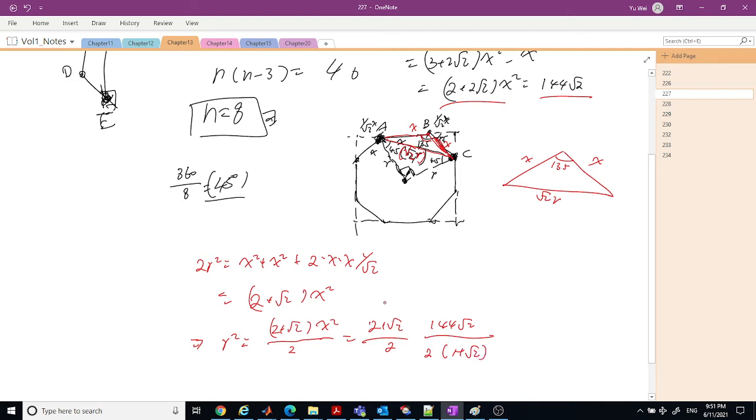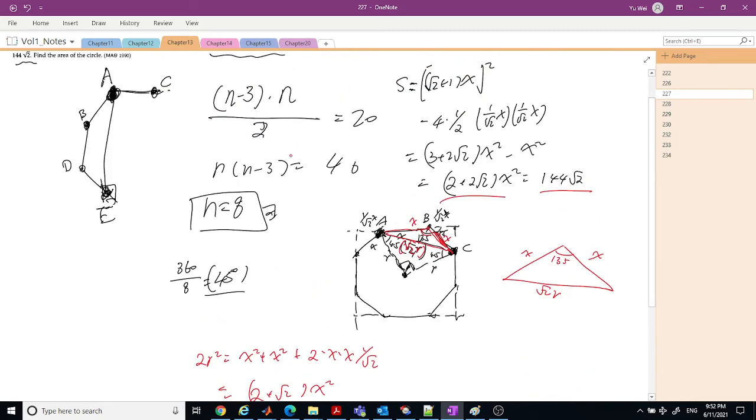Okay, so now let's take out the root 2 here. Okay, this becomes the 1 plus root 2. Now we can cancel out this, and here is 2. We can cancel this, so the answer is 72. Okay, so the important thing here is you need to know the regular octagon is cut from a square. If you make a square, it's easy for you to calculate the regular octagon.